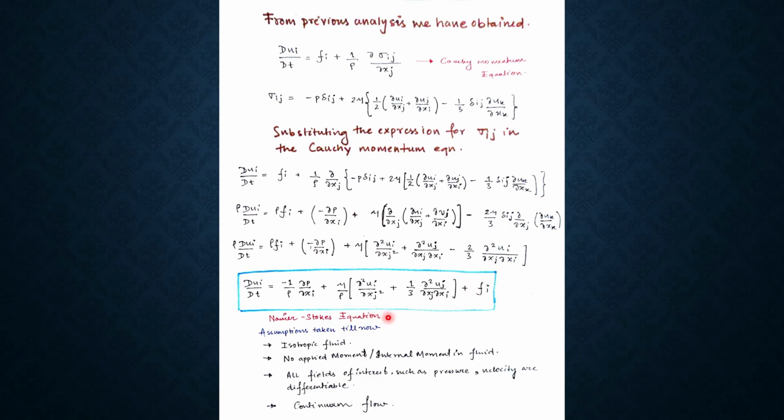The approximation that we have taken as of now is that the fluid is isotropic. We have applied no moment and there is no internal moment, something that was used to prove the tensor to be symmetric. Now all the fields of interest, such as the pressure, velocity and density, are differentiable, otherwise the derivatives that we are doing over here would not have been possible in the first place. And the flow is continuous.